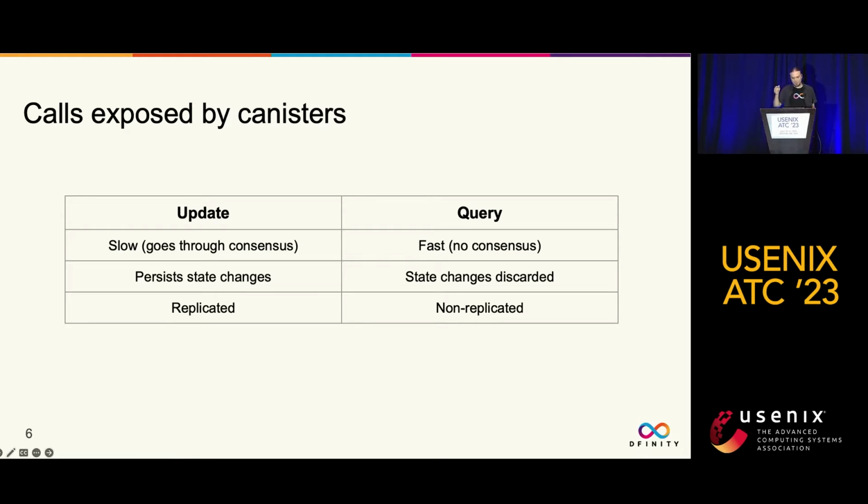The opposite of that is the query message, which is a read-only message. It's fast. There's no consensus. All the state changes get discarded. And it's non-replicated, so we can have a lot of parallelism here. All the replicas in the replicated state machine in the subnet can serve queries at the same time.